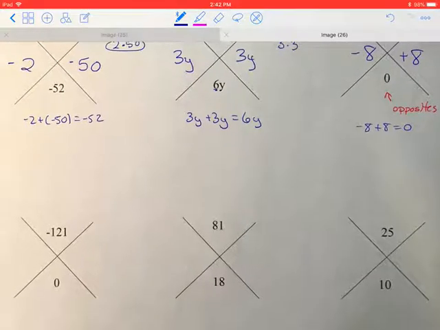All right, so notice we have the same thing down here. So this would be negative 11 and positive 11. So the numbers would have to be opposites in this case.